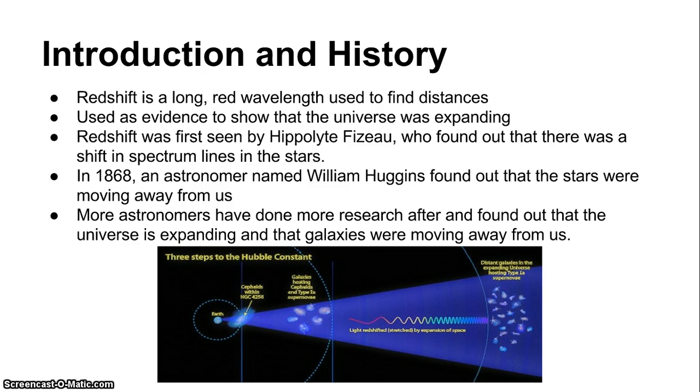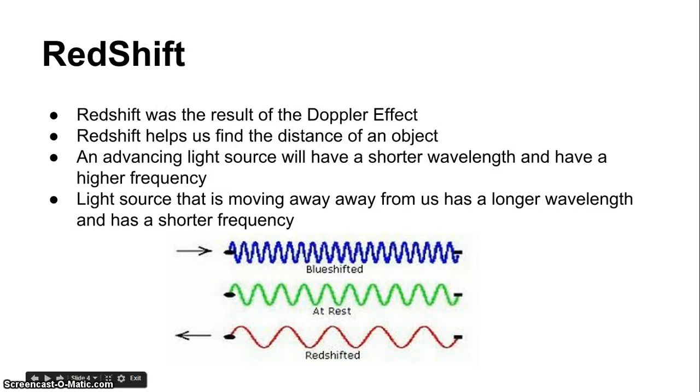More astronomers did more research afterward and found out that the universe is expanding and that galaxies were moving away from us. So, redshift was the result of the Doppler effect, but instead of using sound, we use light. Redshift helps us find the distance of an object. In this case, we measure the galaxies.